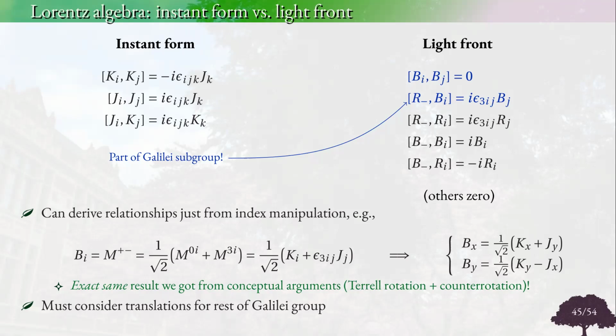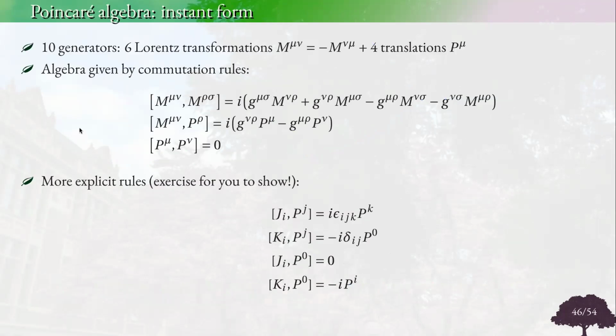Now, this is only the Lorentz group so far. That's just a subgroup of the Poincare group, and these blue formulas here are only a subgroup of the Galilei subgroup. So the Poincare group as a whole has 10 generators. In addition to the 4 Lorentz transformation generators, you have 4 translation generators, which are just given by your 4 momentum. The algebra is given by commutation rules.